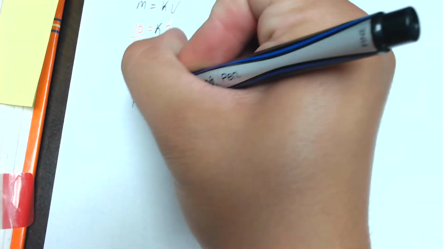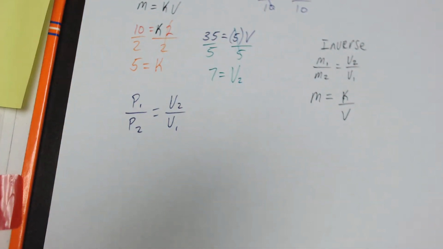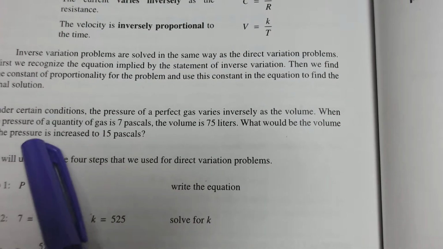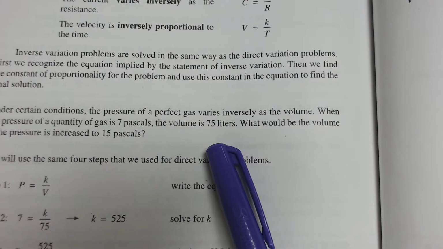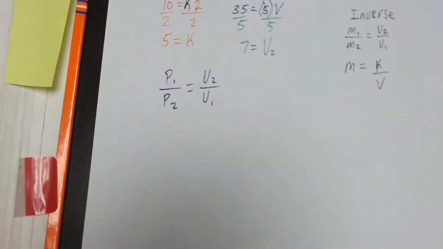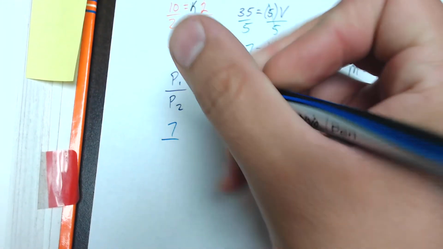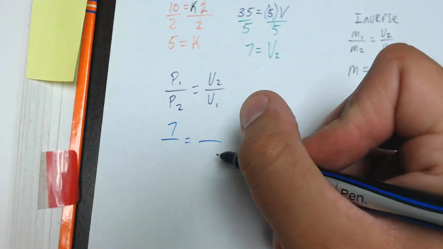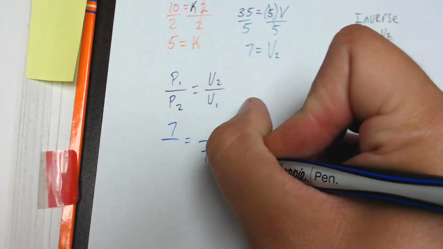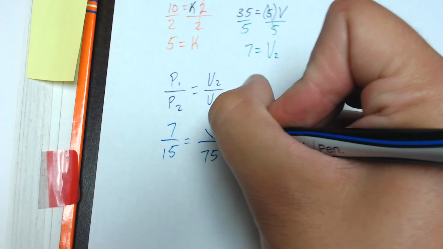The equation would just be pressure 1 is to pressure 2 as volume 2 is to volume 1, again for inverse variation. Then I'll plug in the information they give me: when the pressure is 7 pascals, the volume is 75 liters. So this is pressure 1 and volume 1. In my equation, pressure 1 is 7, and volume 1, which is going to be in the denominator, is 75. Then they tell me that pressure 2 is 15 pascals, and they want to know what volume 2 is.